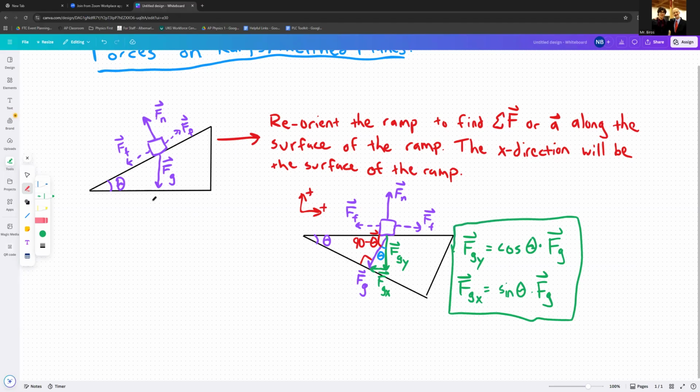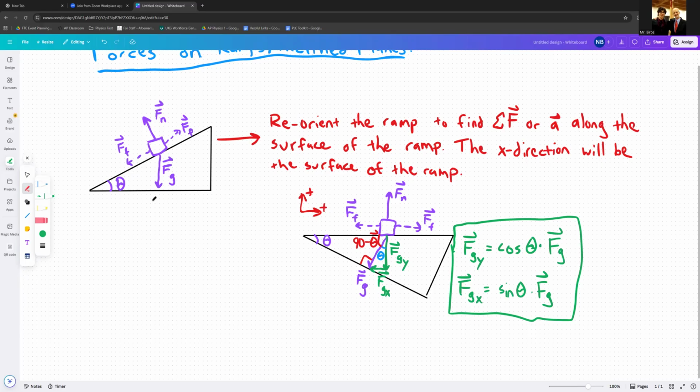Now, these aren't on the equation sheet. The specific x and y components of gravity when it comes to a ramp are not something on the equation sheet, but knowing them is going to be important because with any ramp problem, anything on an inclined plane, you're going to want to, visually on your paper, turn the whole thing clockwise. You don't even have to redraw the ramp. You could just turn it.